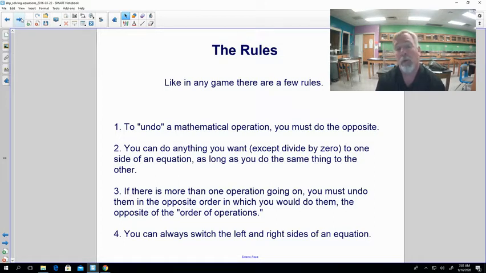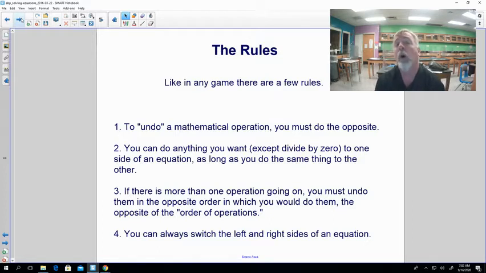Third rule. If there's more than one operation going on, then you must undo them in the opposite order in which you would normally do them. We're going to do things in the opposite order of operations. I'll explain that one more when we get to a little bit more complicated of an equation that we want to rearrange. Today, we're going to do things pretty simply. This one won't particularly come into play.